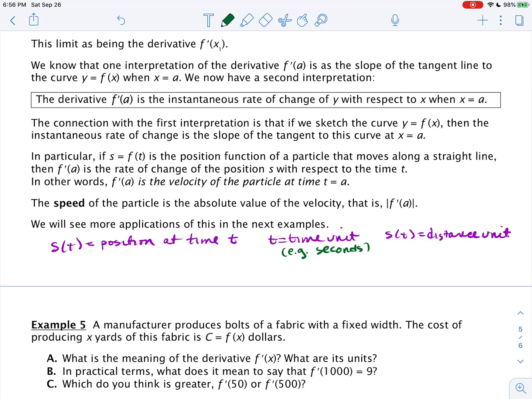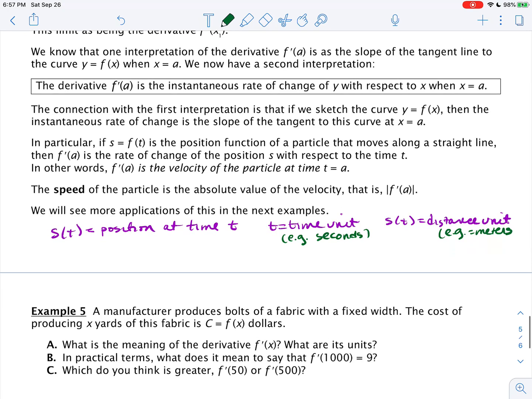For example, distance units could be in meters, right? And if your velocity is your instant rate of change, not average velocity, but instant velocity at t equal to a, that is a limit as t approaches a of s of t minus s of a over t minus a.